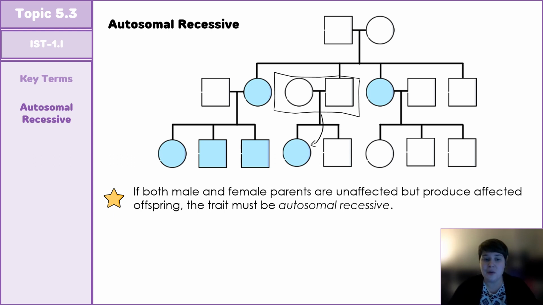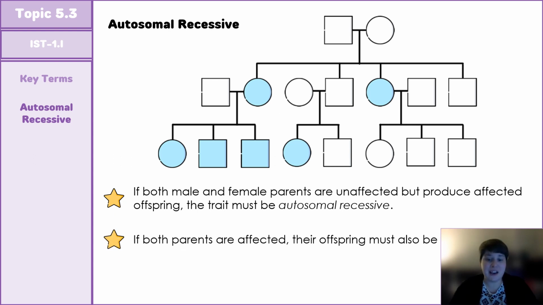Another thing that we can look for is that if both parents are affected, their offspring also need to be affected. Now, I didn't include an example of this characteristic in this particular pedigree chart, but if you think about it, if both of our parents are homozygous recessive, they can only produce homozygous recessive offspring. So our autosomal characteristics are oftentimes the easier of the two because they're going to follow the same pattern from generation to generation, and they're not going to differ based on the sex of our parent.